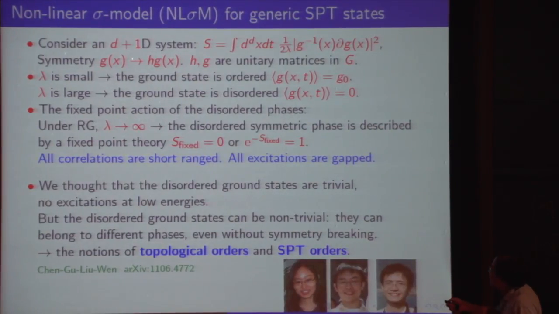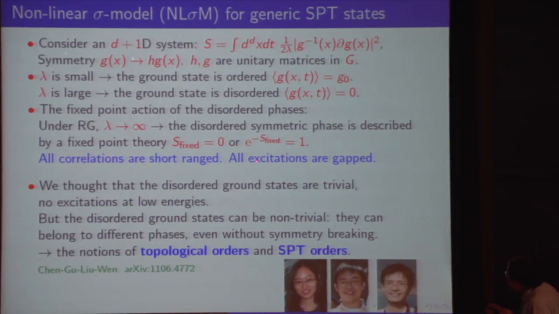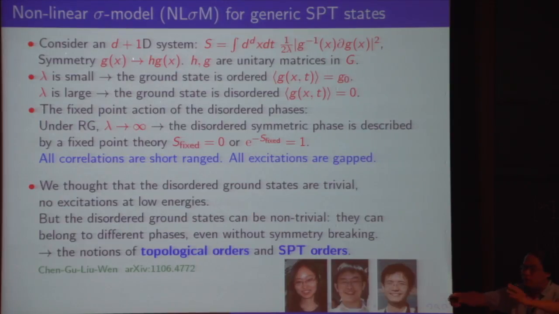Okay, and so from the RG point of view, if lambda is pretty large to start with, as we go to a larger length scale, lambda would become larger and larger and go to infinity. So when lambda flows to infinity, this action S is very simple, it's 0. So the fixed point theory for the disordered phase is very simple: just action equal to 0, Hamiltonian equal to 0.